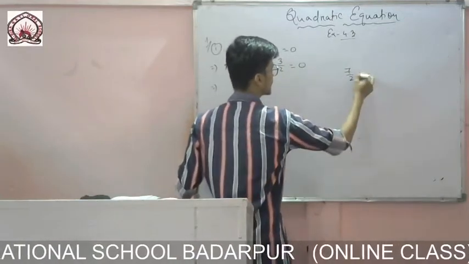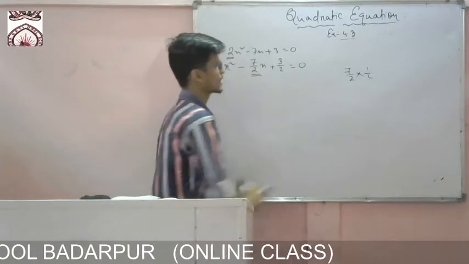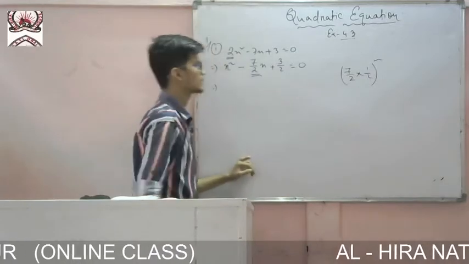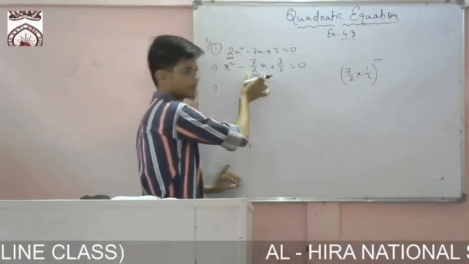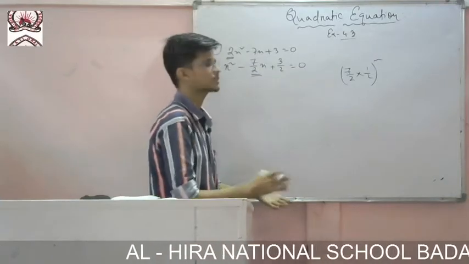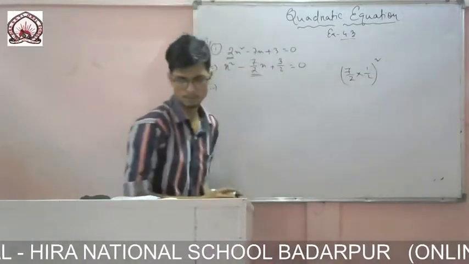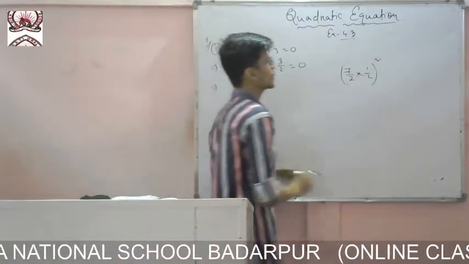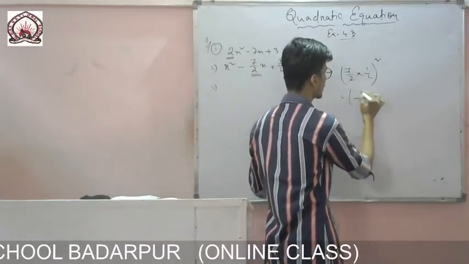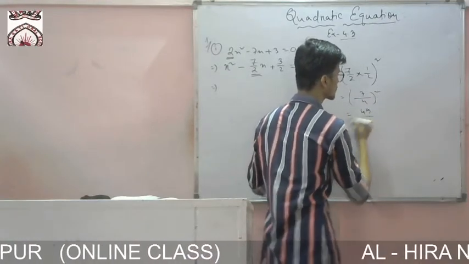I have to multiply it with half. Whatever the coefficient is with x, I have to multiply it with half and then I have to square it. So what will come if I multiply and square it? First of all it will be 7 by 4 square. So 7 square is 49, and 4 square is 16.